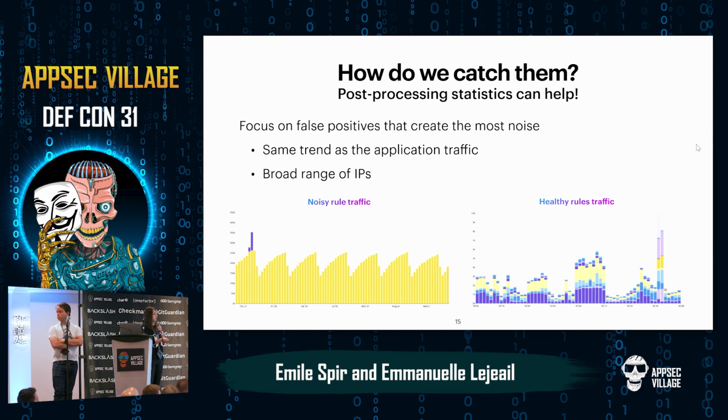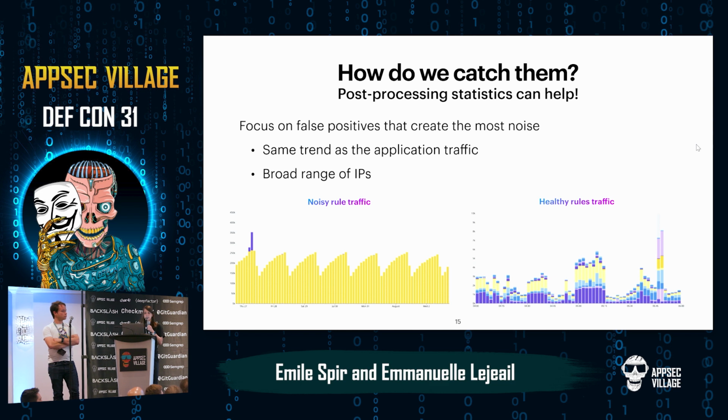And here, on the other side, you can see a purple bump. It's actually a security scanner, and this is a rule that works perfectly fine. You can see it's not spread all over the place. If you're in doubt and you don't know if the trends that you're seeing are matching the trends of your traffic, you can also look at the IPs that are triggering your alerts. If you have a very broad range, meaning everyone that's coming into your application is triggering your rule, you also have a rule that's having a false positive issue.